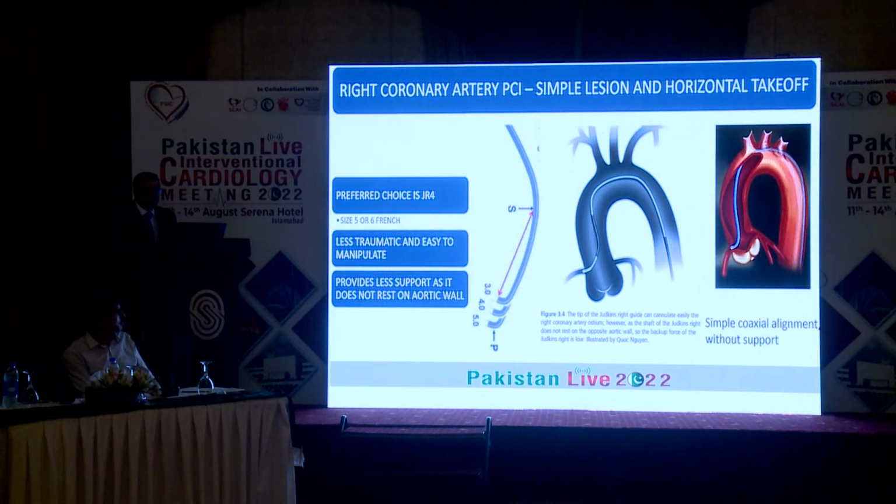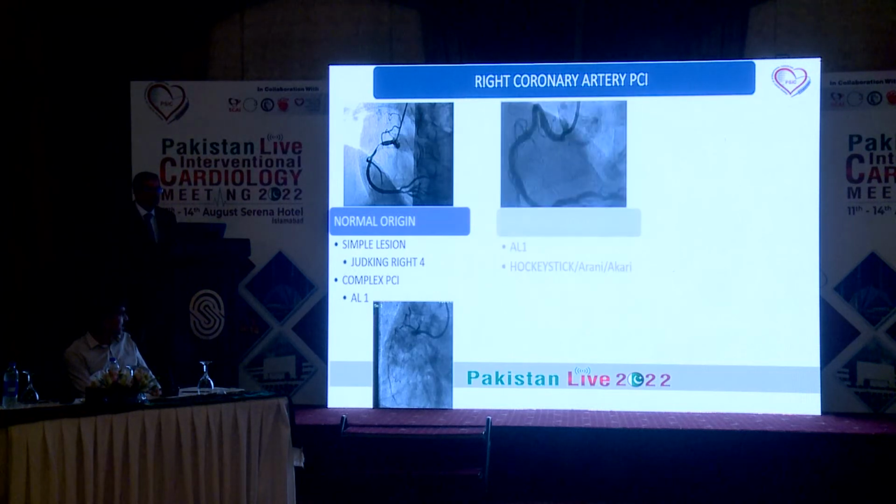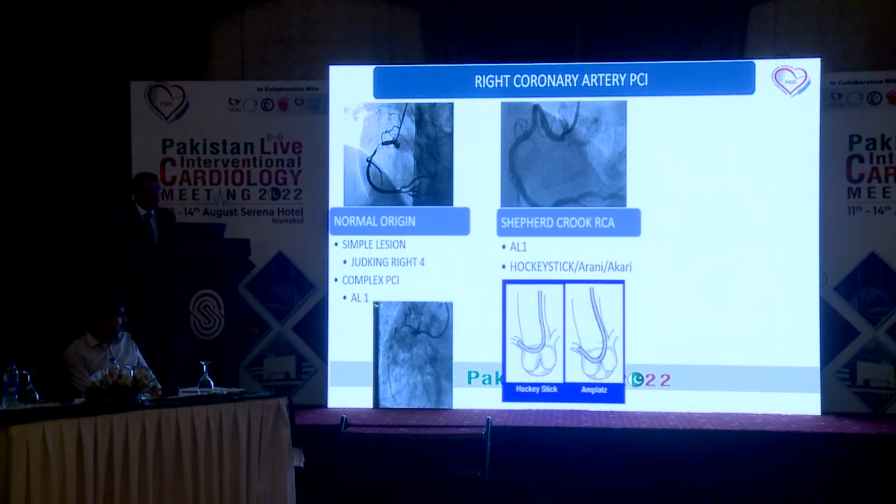But the problem with Jitkin right is that it does not go against the opposite wall of the aorta, and the support is not much. If you need support, you should use implants in this situation. So this is a lesion in which there is a simple lesion of the RCA, and the operator is quite comfortable. But in Shepherd Crook, you have to take a hockey stick or Arani or Akari or AL1.